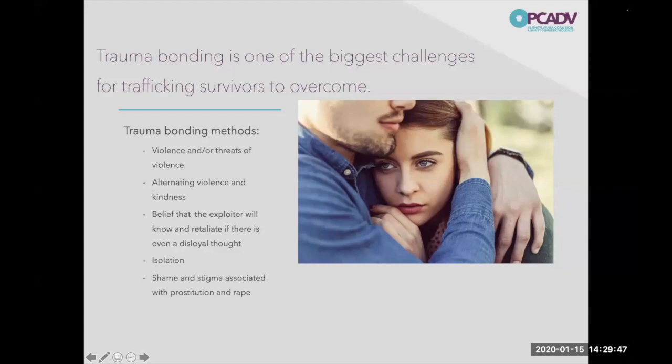There's also the isolation factor. It's very easy to manipulate someone when they are isolated, and I'm talking to DV advocates, so I really don't need to go into a lot of detail about that. And then they utilize the shame and stigma that's associated with prostitution and rape. And so if this is an individual who's been raped repeatedly, that's engaged in commercial sexual activity, maybe they realize that the situation is exploitative, maybe they want help, and the trafficker will say, well, who's going to help you?